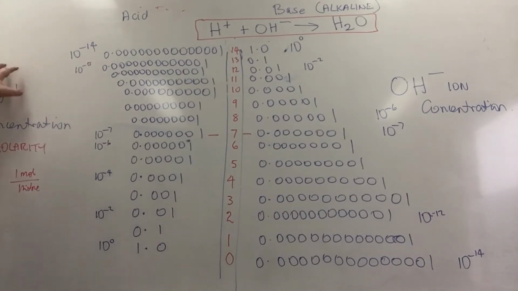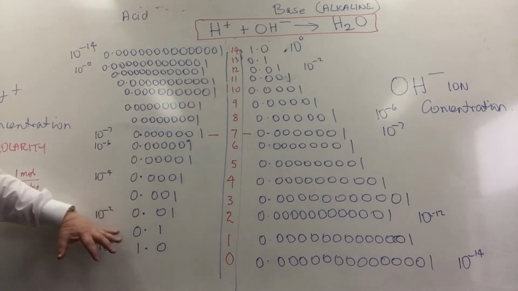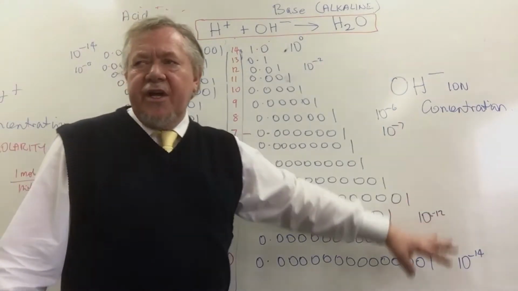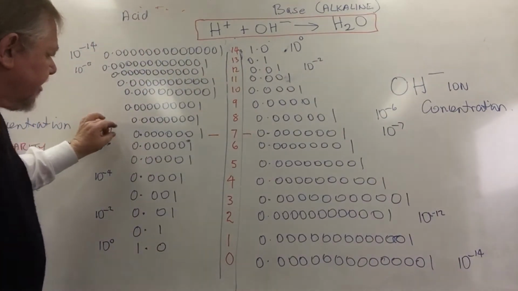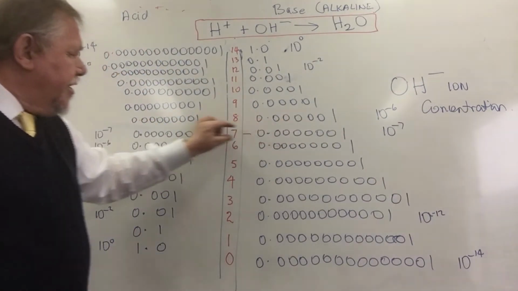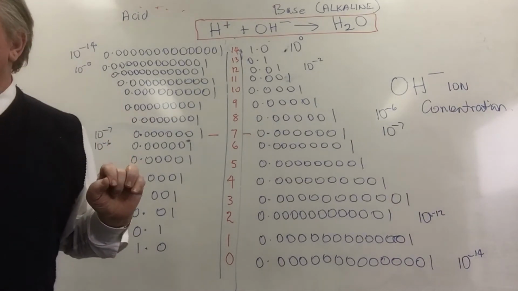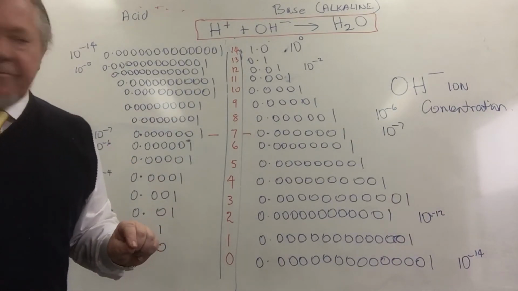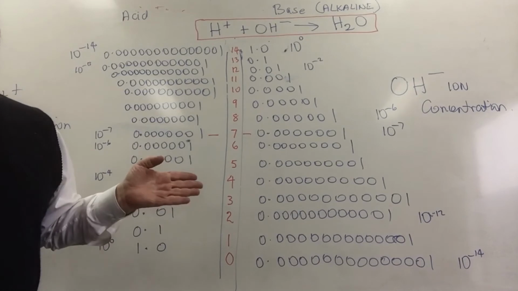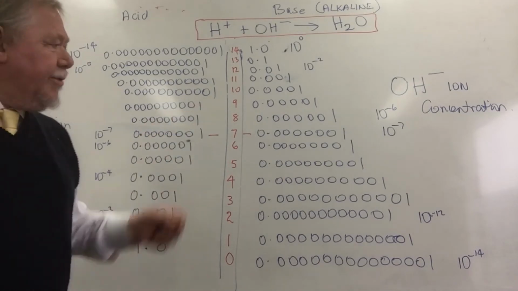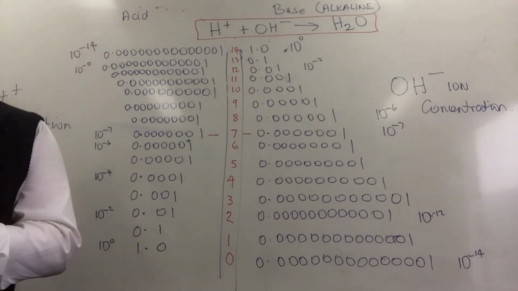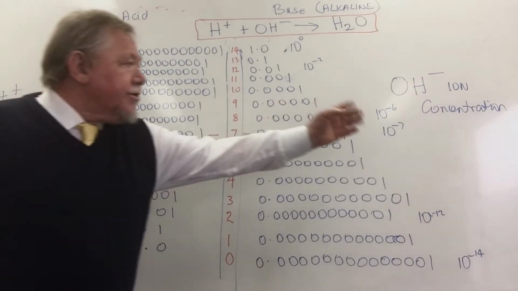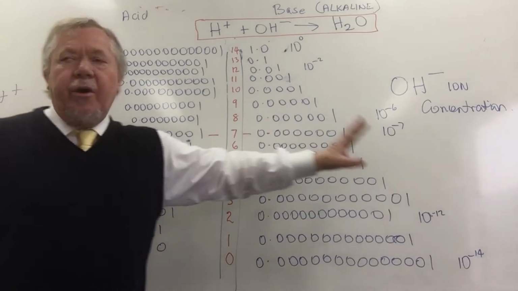So we've got H plus concentration on this side, and OH minus concentration on that side. This is the base, this is the acid. Distilled water is at 7. So pH is 7. What does that mean? It's neutral. And why is it neutral? It's neutral because there are exactly the same amount of H plus ions as OH minus ions.